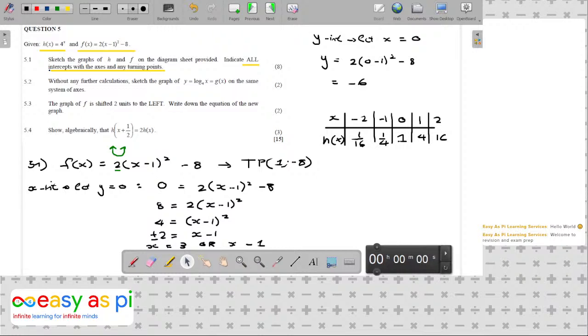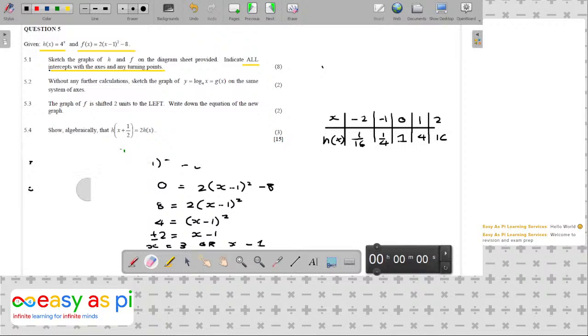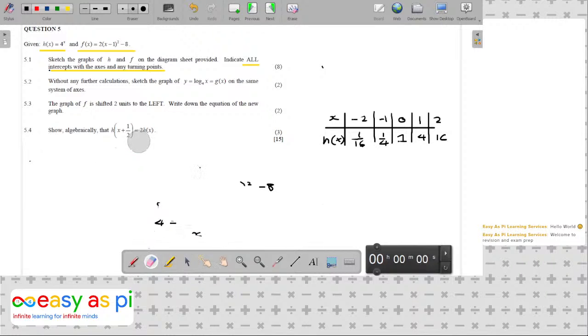Okay, let's have a go. Right, so we have this. Now, let's start with, we don't need this anymore. Let's remove it for now. So we've drawn our graph. Okay, they say without any further calculations, that's the key.